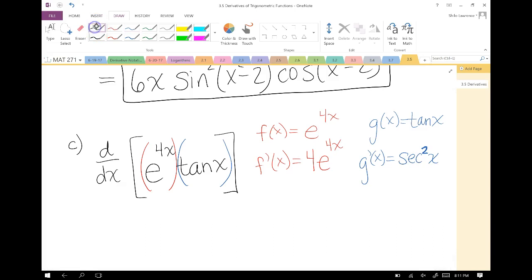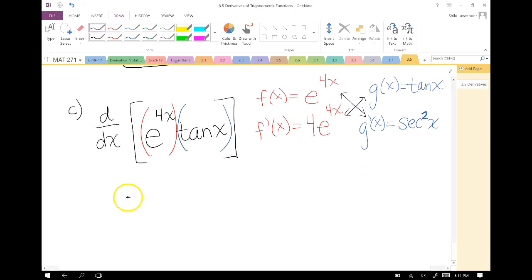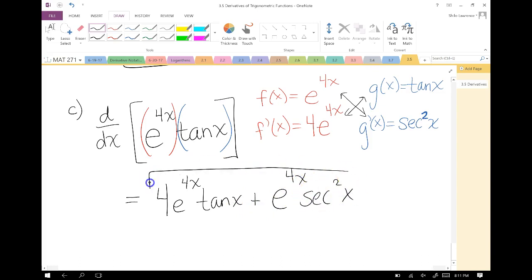And then for product rule, we crisscross, and then we'll put a plus between. So our derivative is going to be 4e to the 4x tan x plus e to the 4x secant squared x. Easy as that. Same stuff we did in the last couple sections. We're just introducing the trigonometry is all.